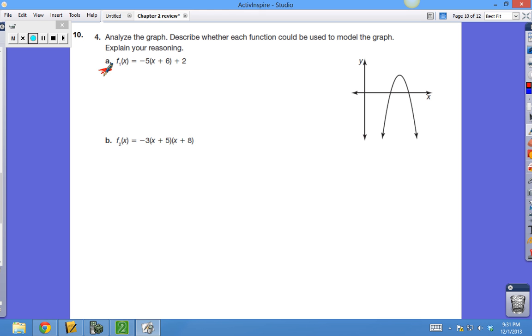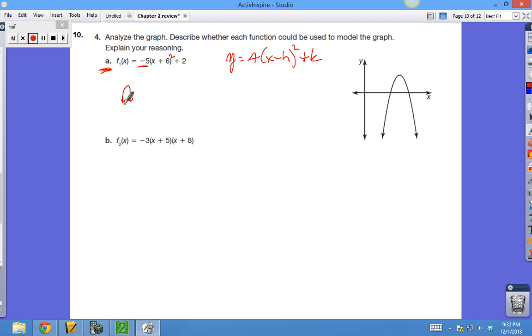So move number 1, A is your vertex model. So y equals a(x minus h) squared plus k. I guess it's a typo. There should be a squared there. So anytime you got a perfect square like that, that's your vertex model. That's negative, so that means it's concave down.